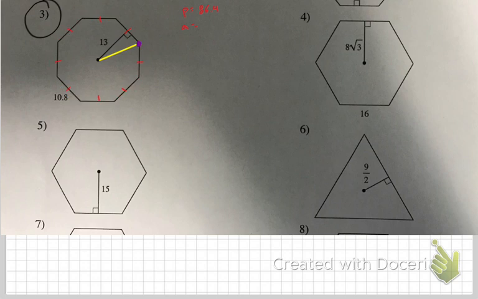Okay? The yellow would also be a radius if we were to construct a circle. Let me see if I can get this. A circle around our figure like this. Let's see if I can get it one more time, a little bit better. Like that right there. So the yellow is a radius, the black is the apothem. Okay? So we don't technically need the yellow to find the area of our octagon. So our apothem is 13.